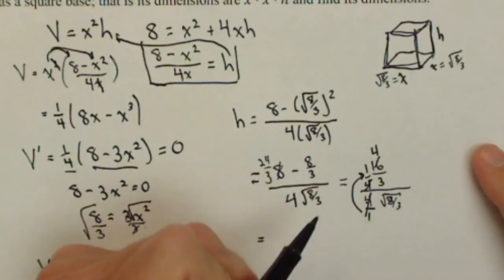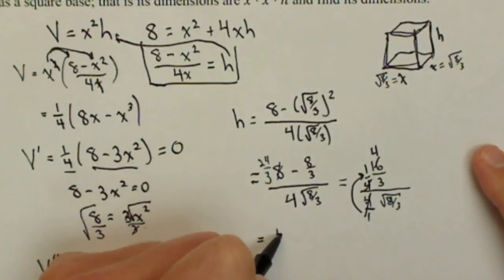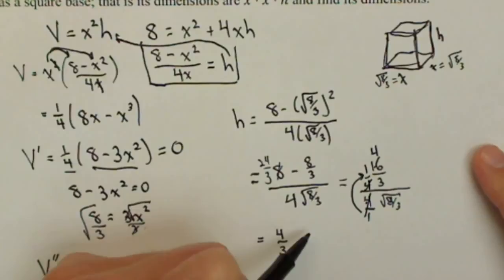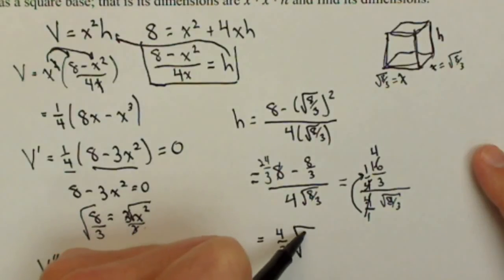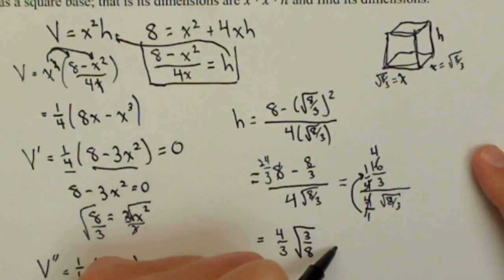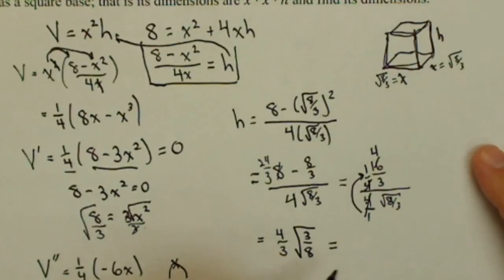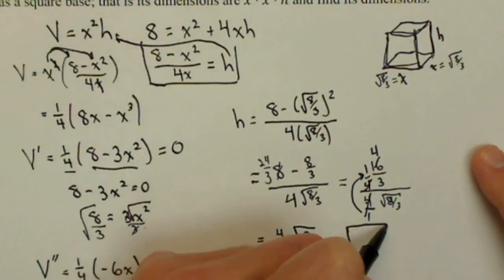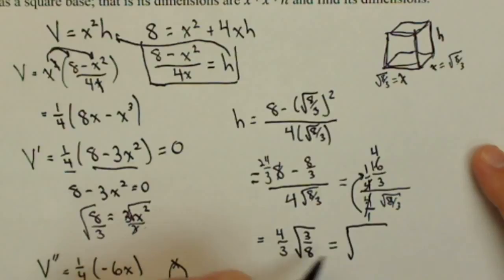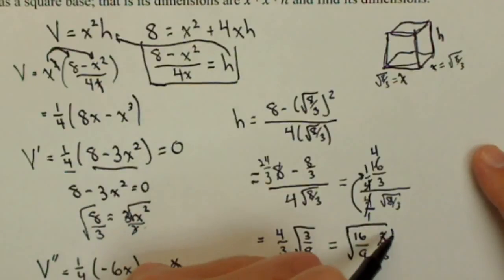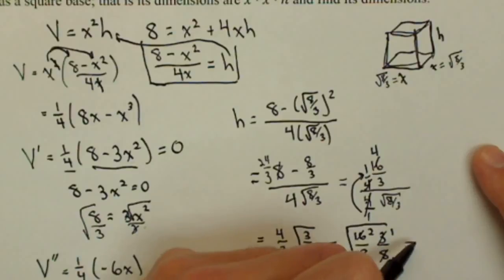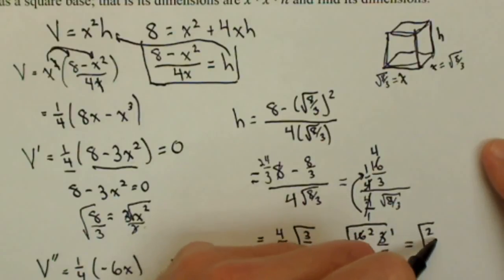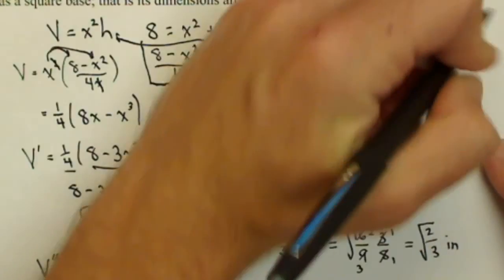Well, dividing by a fraction, you can multiply by the reciprocal, so we get 4/3 times the square root of 3/8, which I know looks kind of weird, but what we'll do is put this all under the radical. Now, to put those under the radical, we need to square them, so we have 16/9 times 3/8. So now we can do some canceling. And we get that h is the square root of 2/3 inches.